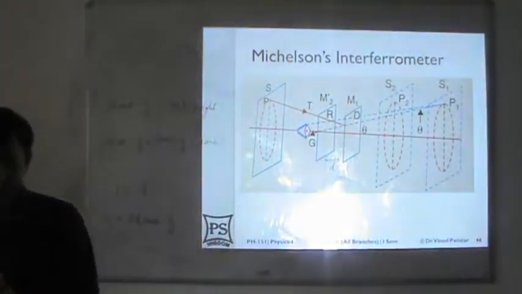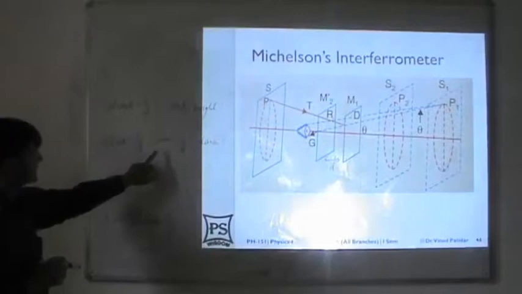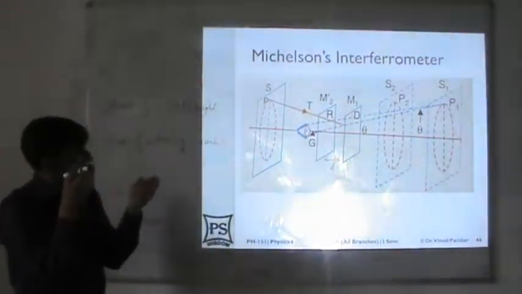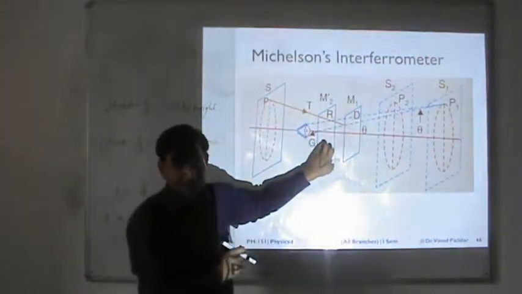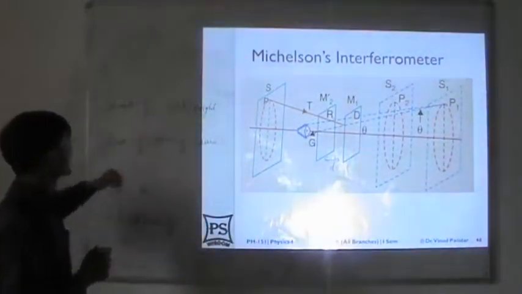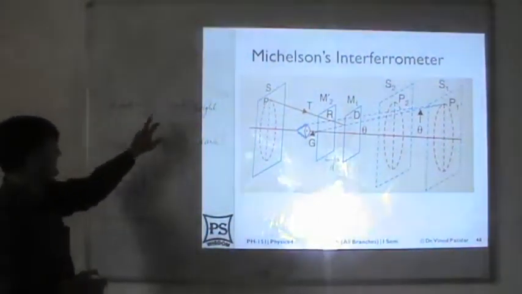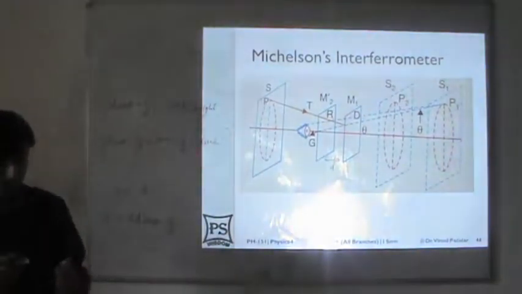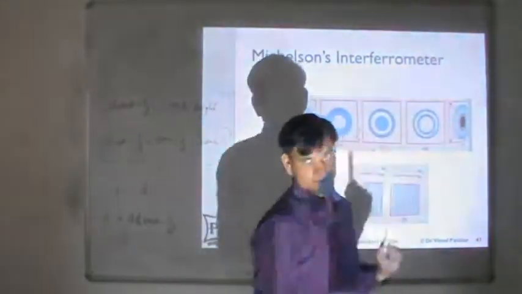Now look at the situation when d equals 0. When d equals 0, the path difference is lambda by 2, and this condition is satisfied and the center would be dark. So when the two mirrors, mirror M1 and image of mirror M2, are coinciding, then d equals 0, and d equals 0 means the path difference is actually lambda by 2. It can be plus lambda by 2, it can be minus lambda by 2 also. It means the condition of m equals 0 is satisfied. So this is a dark center. That's why in the diagram, if you look at the fringes, the center is shown as dark. Okay.